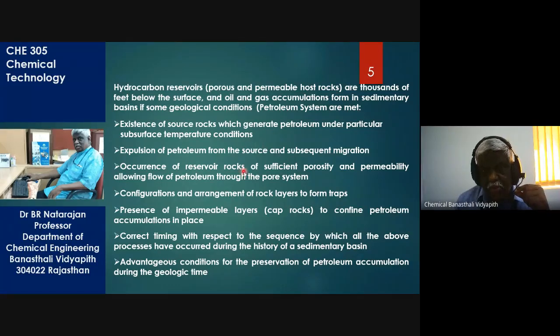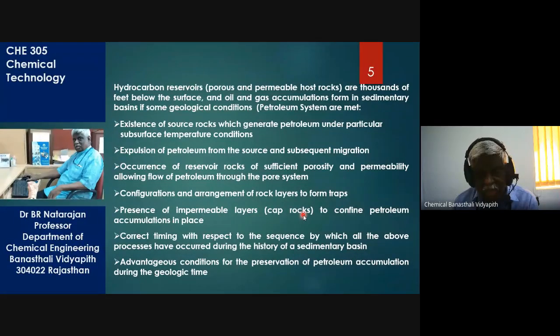And then you have reservoir rocks. Reservoir rocks have sufficient porosity and permeability, allowing flow of petroleum through the pore system. So you have reservoir rocks through which the oil and gas is flowing and getting accumulated, and configurations and arrangement of rock layers to form traps. An arrangement of these rock layers ends up forming a trap where the oil gets trapped, and the presence of impermeable layers, which are known as cap rocks.